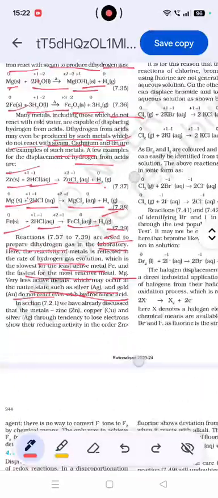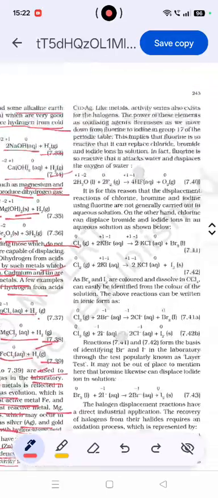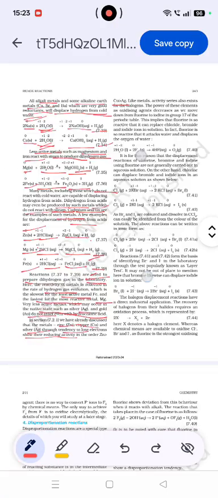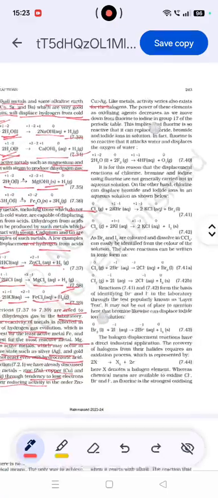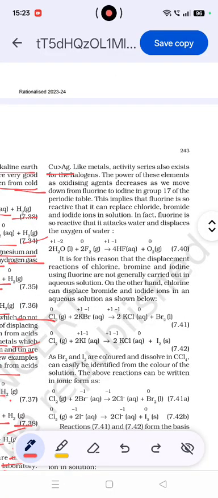Next, zinc, copper and silver, through their tendency to lose electrons, show their reducing activity in the order zinc is greater than copper is greater than silver. Based on their electron losing tendency we can arrange them in the order of their reactivity. That is, zinc is more reactive than copper and it is more reactive than silver.